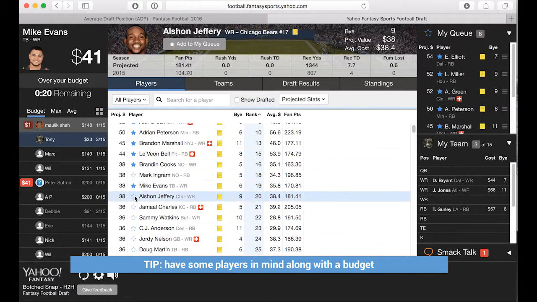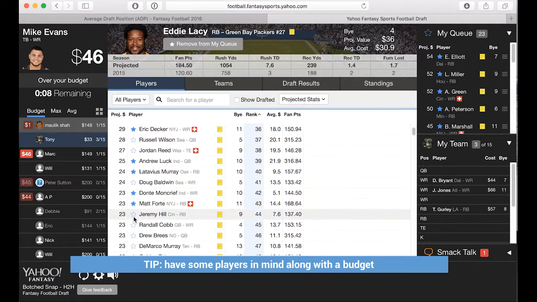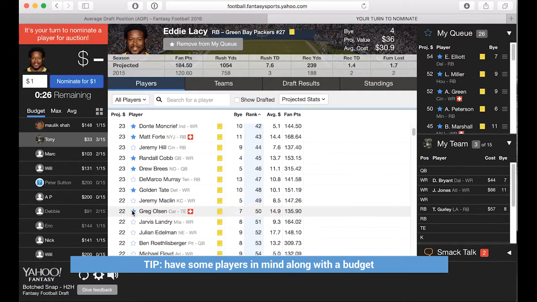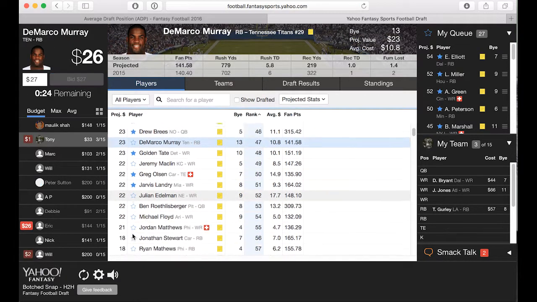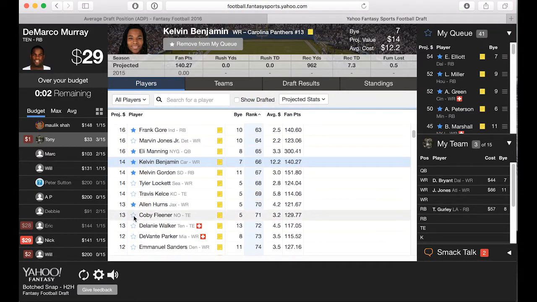The second tip I have for you is to know who you want and how much you want to spend. And that's where the cheat sheet comes into play. If you have a cheat sheet, half the work's already done for you. The other half of the work is just identifying who you want.